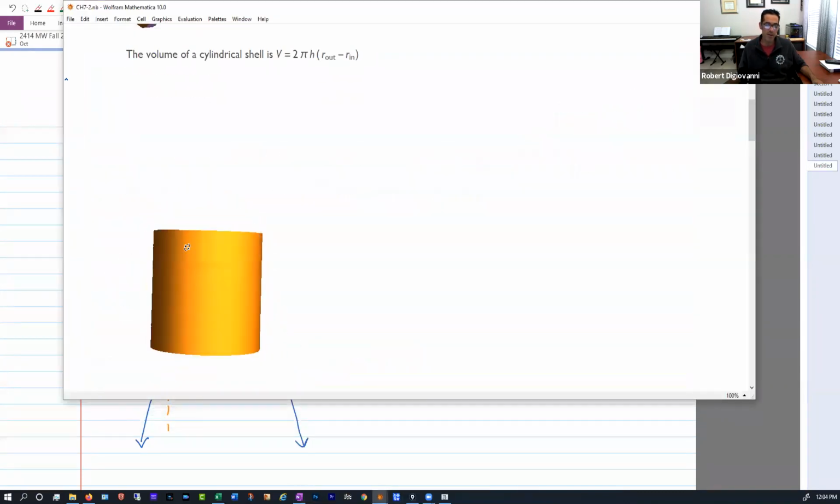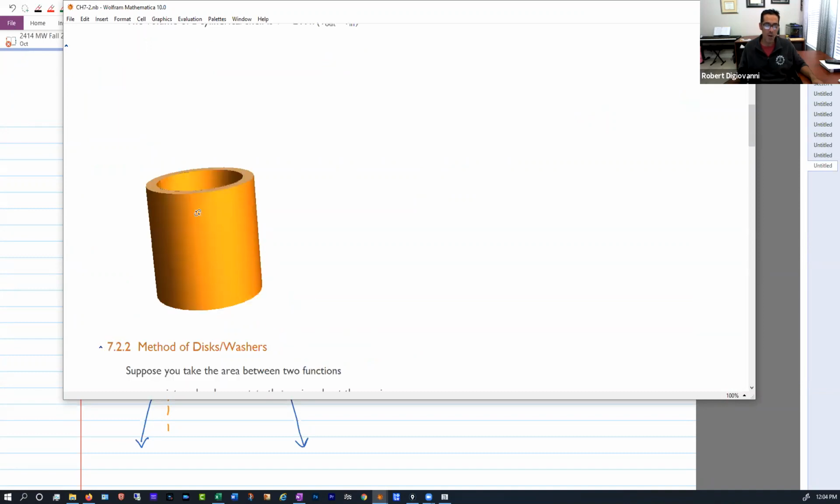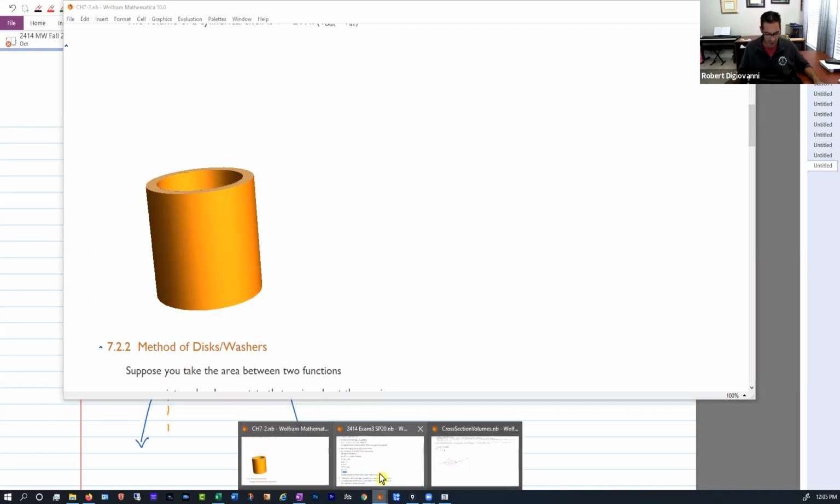Imagine that being wrapped around the y-axis, and you would get something that looks like this. If we could figure out a formula for the volume of this, then we could move our rectangles through the region left to right from a to b, keeping all of our rectangles vertical, and add up all these shells.